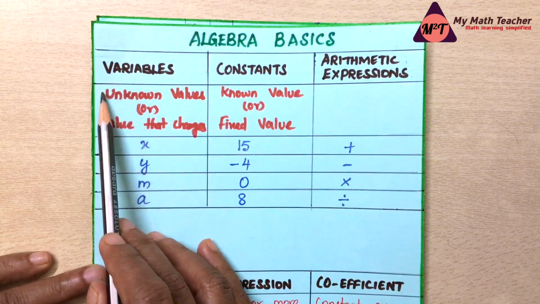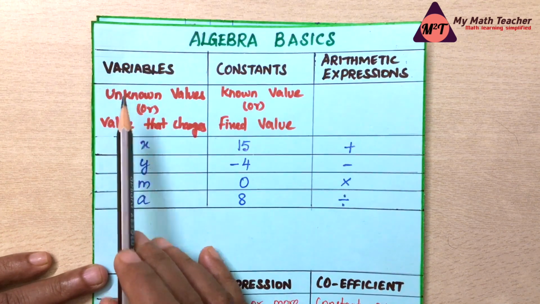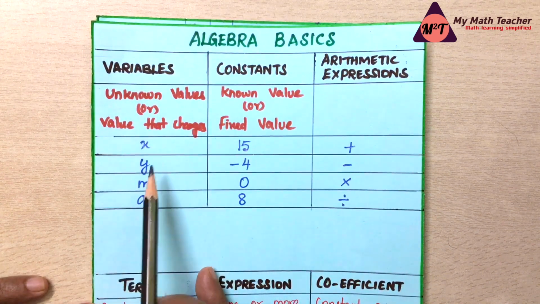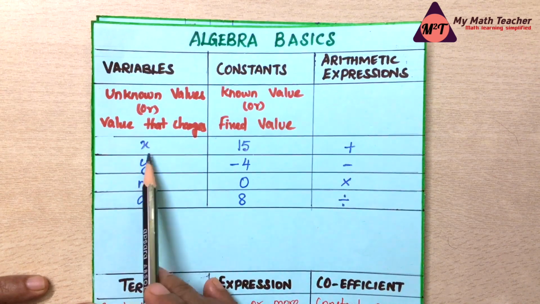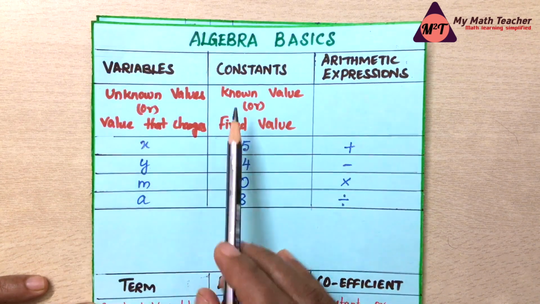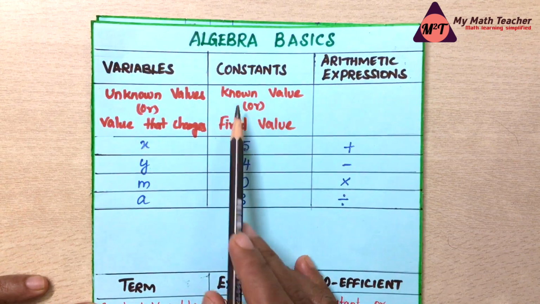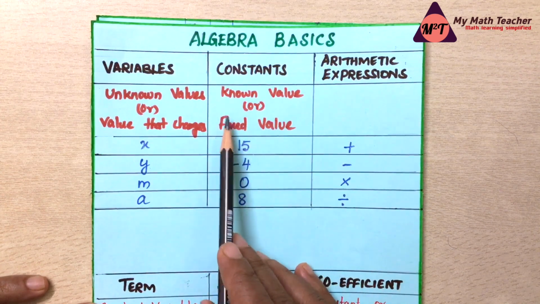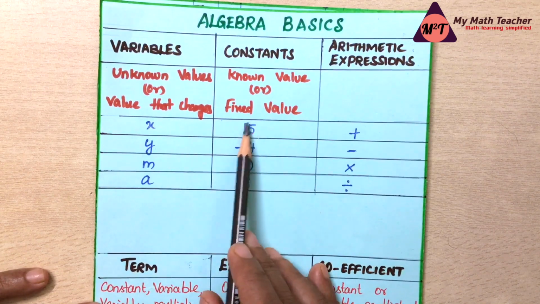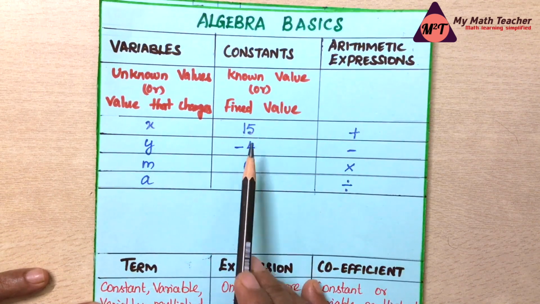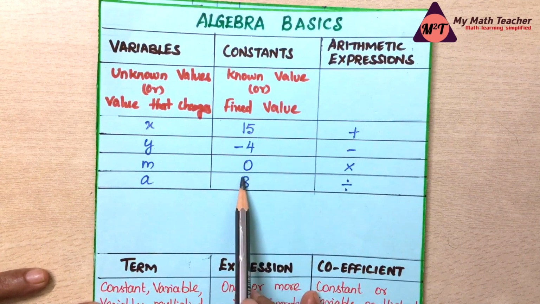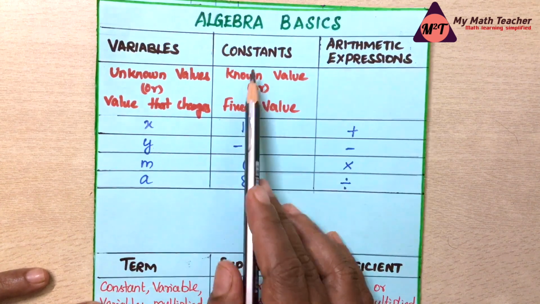What are variables? The unknown values, the values which we don't know, or the value that changes. They are always represented with the alphabet such as X, Y, M, A. Okay, these are called variables. The next is constants. What are constants? Constants are fixed values or known values. For example, the value of 15 here is 15 only, so you can't change the value. Whereas minus 4, and the value of 0 is 0, which is nothing. Next, the value of 8. These are the examples for constants.